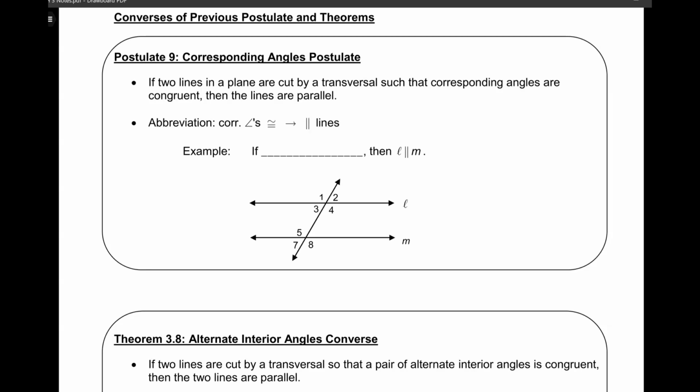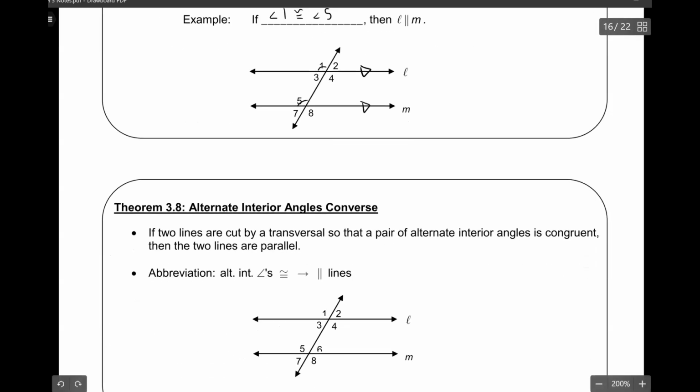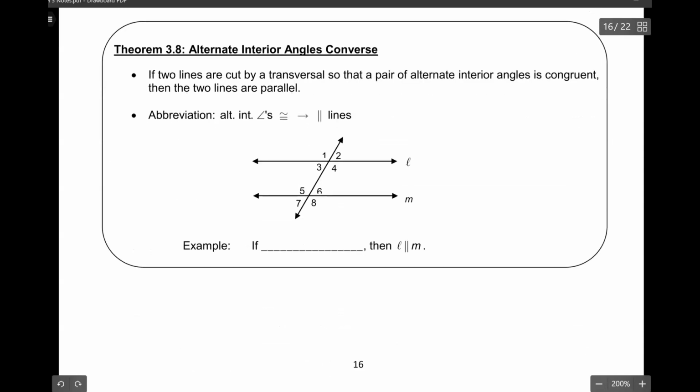Here we can say if angle 1 is congruent to angle 5, then L and M are parallel to each other. This is when we're proving the two lines parallel. We weren't given that they're parallel, but if we knew that those two angles were congruent, then we could conclude that those two lines must be parallel. Theorem 3.8, alternate interior angles converse. If two lines are cut by a transversal so the pair of alternate interior angles are congruent.